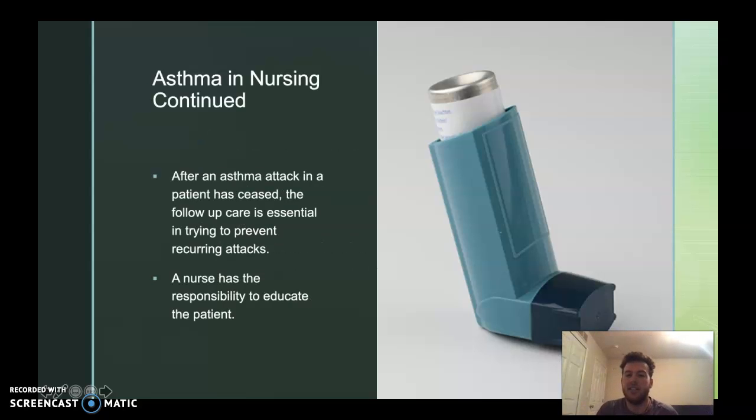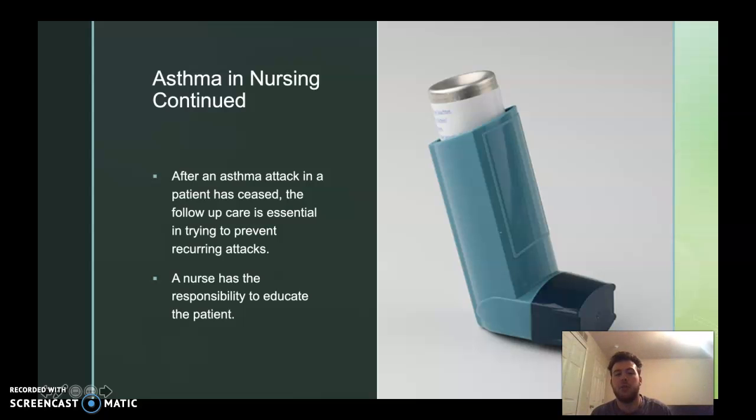Now, this is a picture of just what an average rescue inhaler looks like, and many people with asthma are going to have multiple of these. Now, when talking about being a nurse in relation to asthma, the follow-up care is going to be the main part, and it's essential in the prevention part, in trying to prevent recurring attacks.